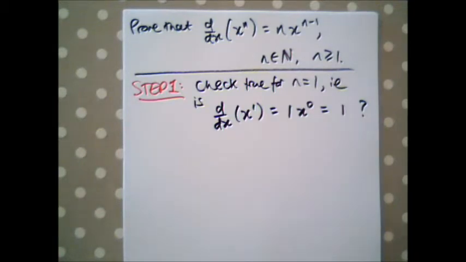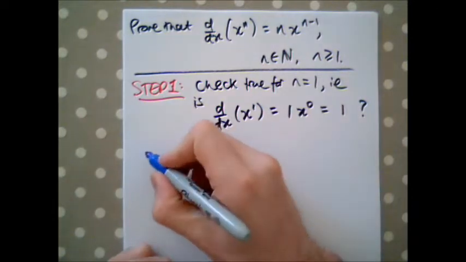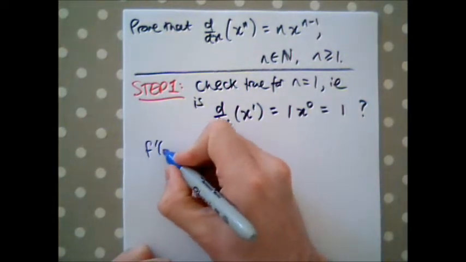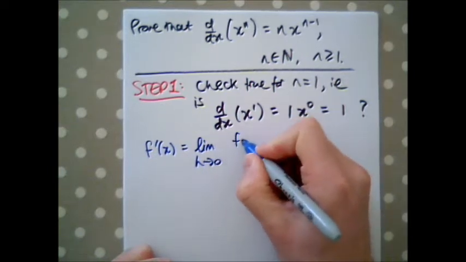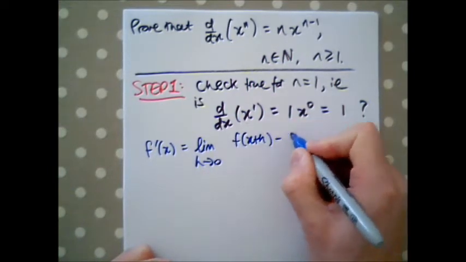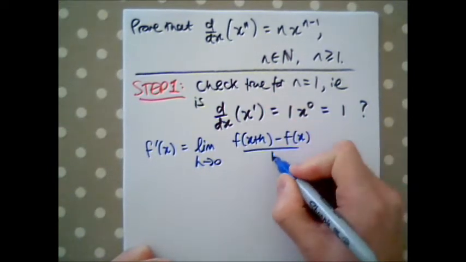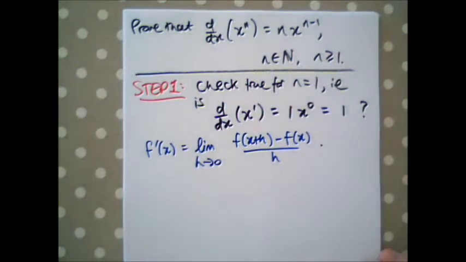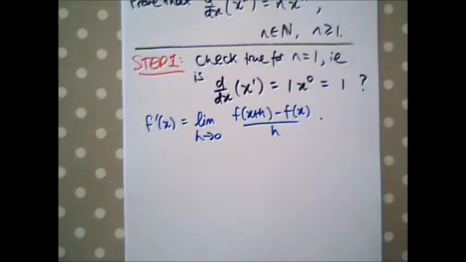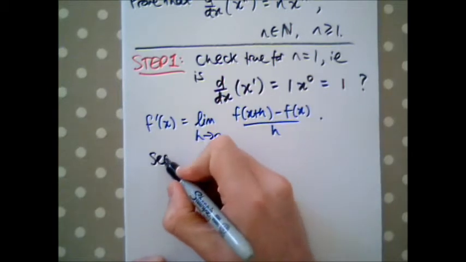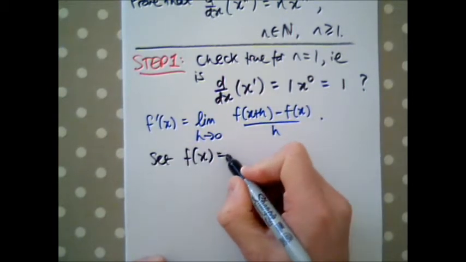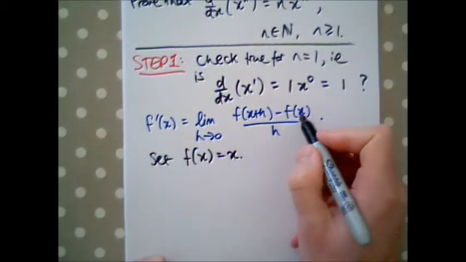Alright. The way we do this is we have to remember that f dash x is the limit as h tends to 0 of f of x plus h minus f of x all over h. And that's d dx. That's the derivative of x. So we're interested in differentiating x, or x to the power of 1. So we set f of x equal to x, and we're going to fill in this formula.